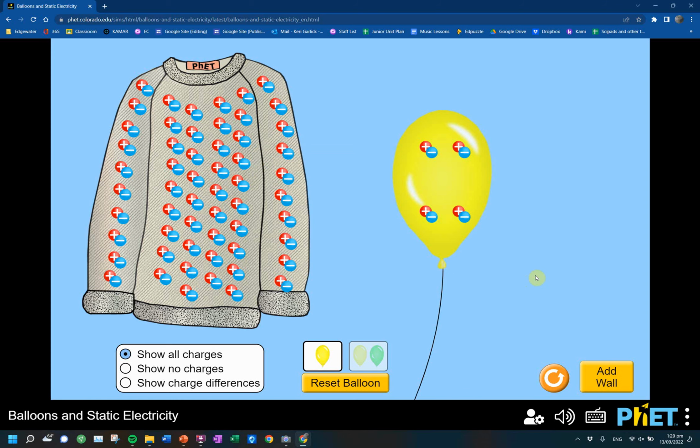All right, so let's have a look to understand how charged particles interact. When we're looking at this sweatshirt, we see that there's positive and negative charges. We're thinking about the proton, which is the positive in the nucleus, and the electrons that are going around, which are their negative charge. The balloon also has that as well. It has some positive and some negative. Now, do they both have equal numbers of positive and negative?